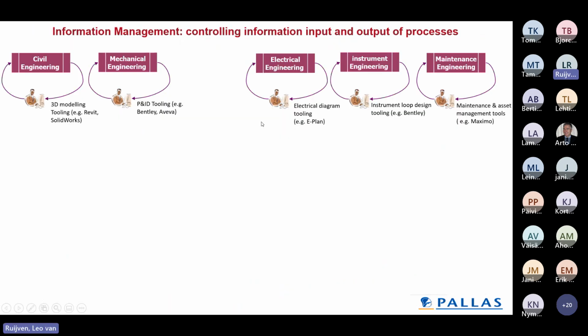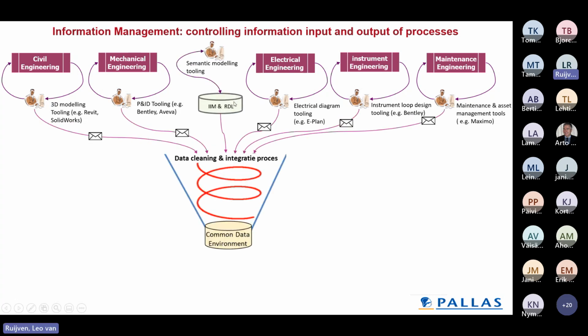And then the interesting problem we have with information management, the controlling of information input and output of the engineering processes, knowing that we have the various disciplines like civil, mechanical, electrical, instruments, and maintenance with their own tooling, 3D modeling tooling like Revit, SolidWorks, P&ID tooling like Bentley, Aveva, etc. How can we get a neutral and consistent representation of all the design of these disciplines?